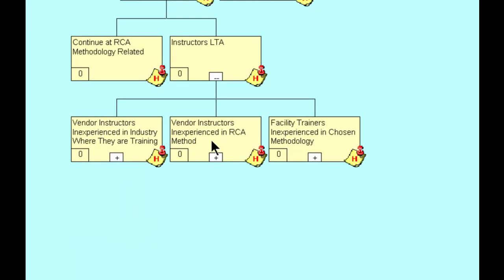The vendor's instructors are inexperienced in the RCA methodology. Perhaps they have new hires, and we're the guinea pigs on which they're going to be training for their first solo. Again, poor due diligence by the client.